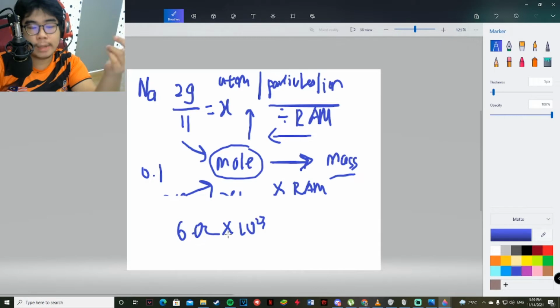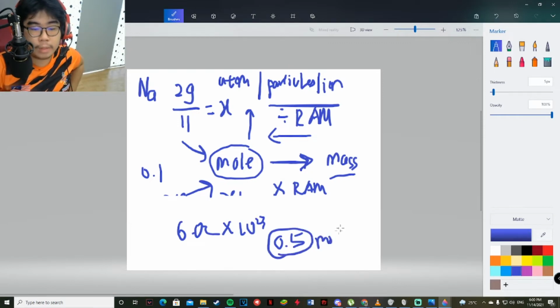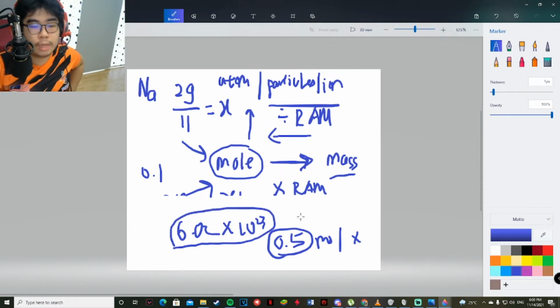So how do we determine how many particles there are? I'll give you an example. Let's say the chemical substance is given as 0.5 mole. You just take the 0.5 mole and multiply by 6.02 times 10 power 23. Then you get a number x, and that value x will be the number of particles or number of atoms at the end of the day. So that is basically the basics in this chapter.